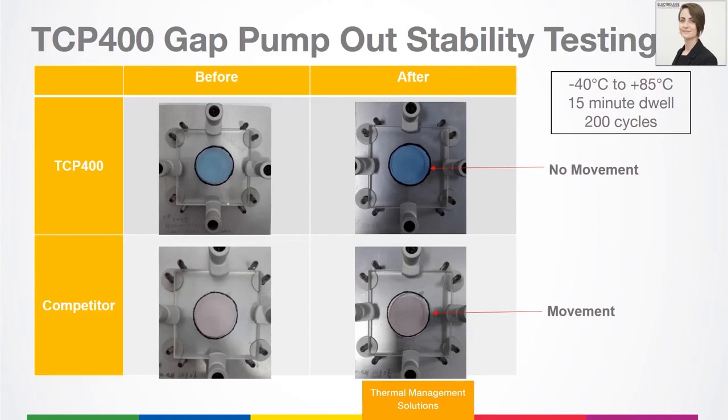However, a competitor product that we have trialled, you can see that the material has shifted down towards the bottom left of that circle, and there are gaps around the upper right-hand side of the circle. This is only 200 cycles, so the more that you do, the more effect you're going to have over time, and we expect that material to move some more.